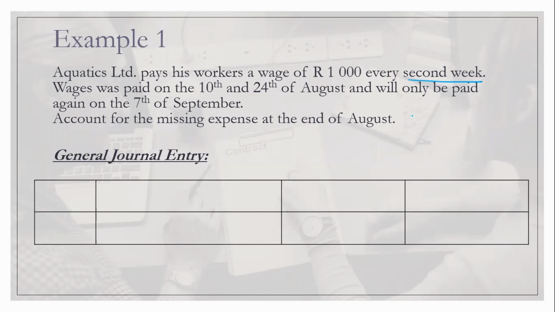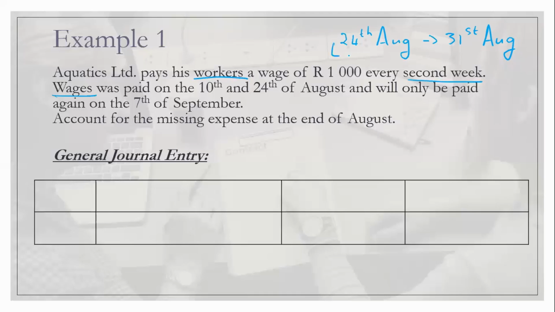Ma'am, wouldn't the 2 weeks then be on the 7th of September, so there wouldn't be another one in August? Okay. We have from the 24th of August until the 31st of August, did we still have workers working at our company? Yes. Okay, if we still had workers working, that means we still owe them the wages for the period that they have been working. You agree with me?